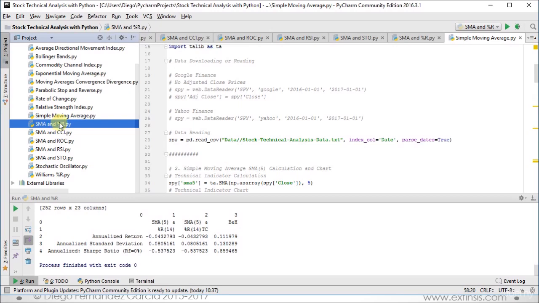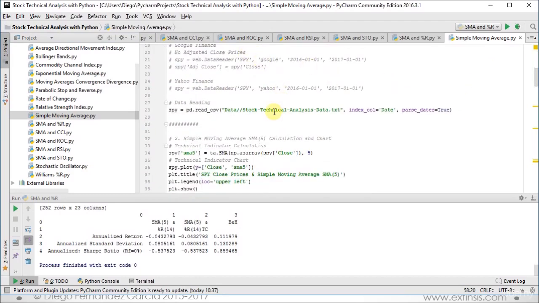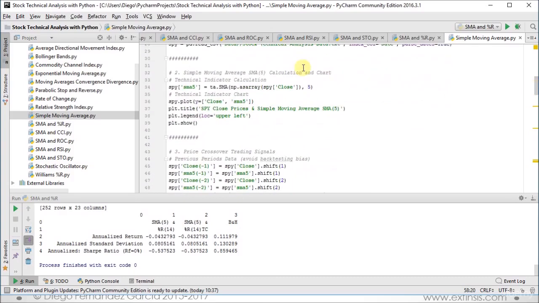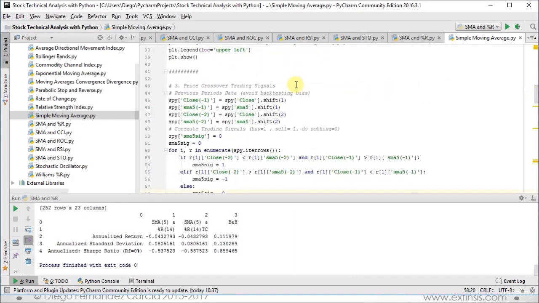So, let's go to the first of our files, which is our simple moving average. As they are all meant to be standalone files, they have similar structures. First, we import our packages, then we read our data by default. Next, we calculate our corresponding technical indicator with its associated chart, and then we proceed to do, such as in this case, a price crossover type of trading signals calculation. We'll do previous period's data calculation to avoid backtesting bias. This means that we'll implement our corresponding trading signal one period later from when it's observed.